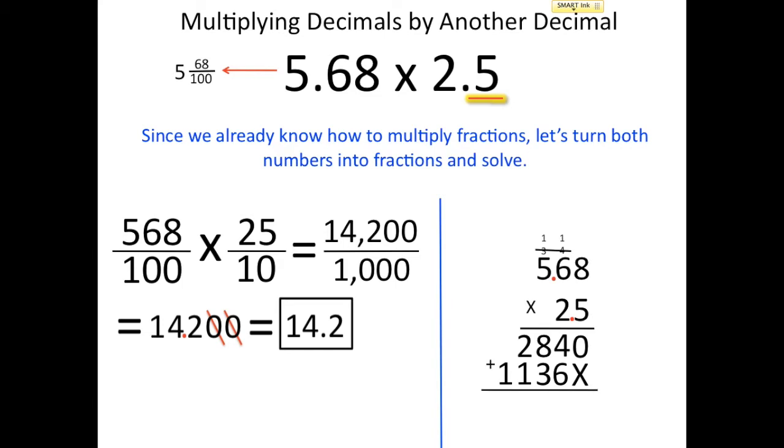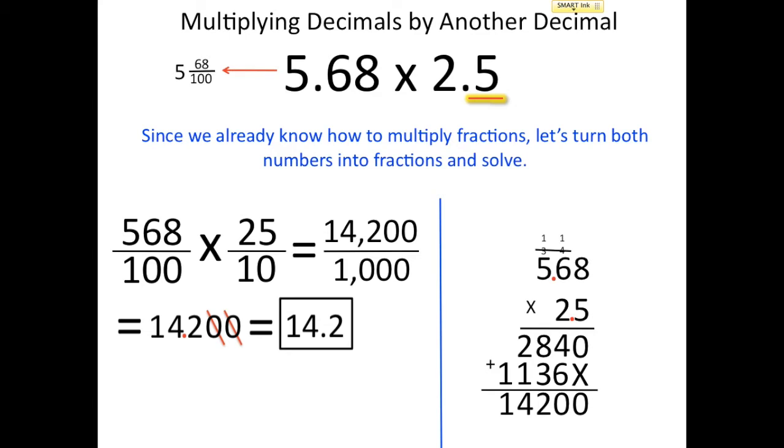I'm now going to add these numbers together, and of course, I get 14,200. But remember, there will be a decimal place. I just wasn't putting it in yet. I put that in at the end. So now I'm going to take a look at my two factors. I'm going to take a look at how many decimal places are in each factor, and then I will add the total number of decimal places into my answer.